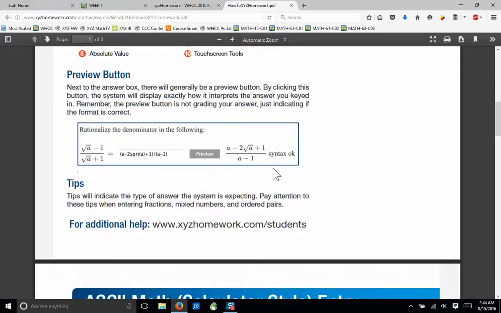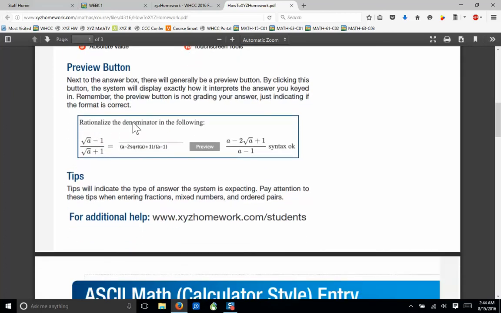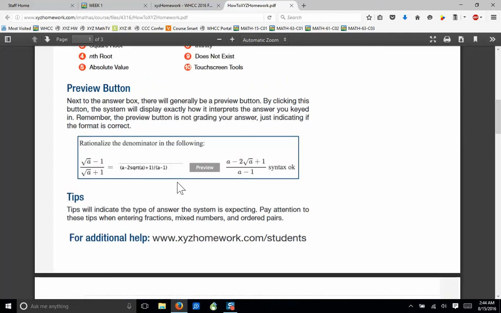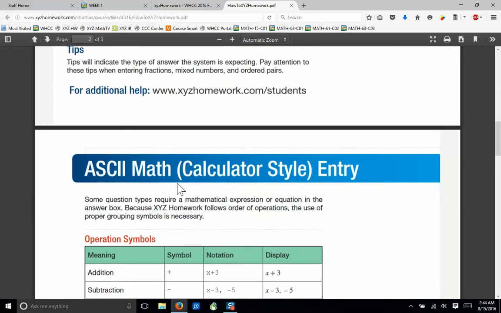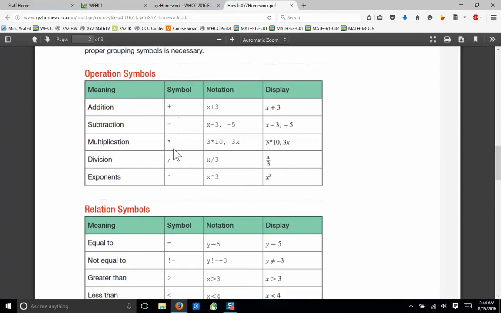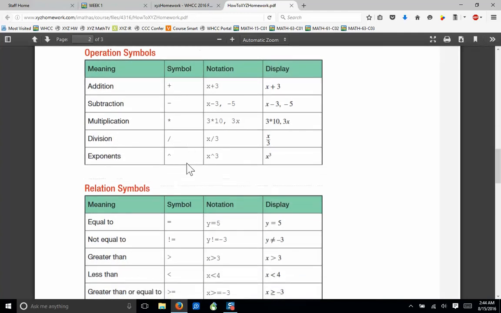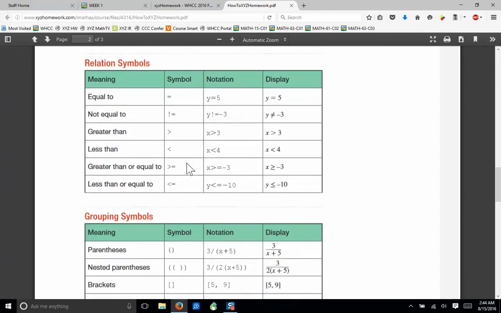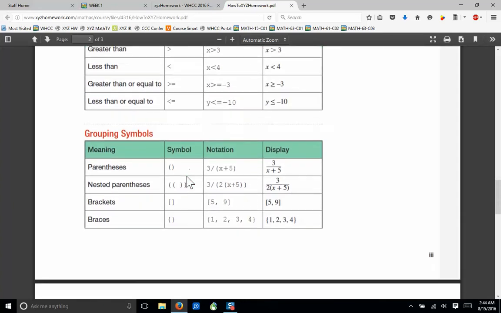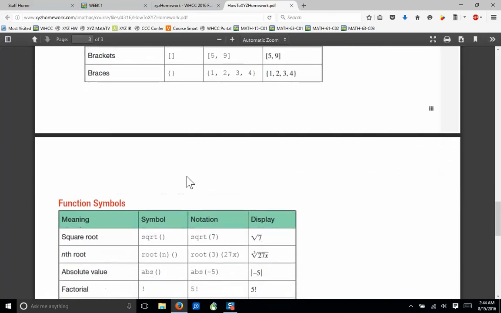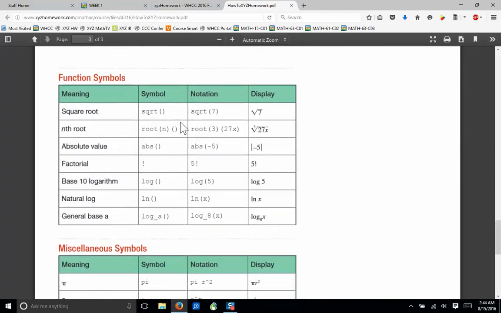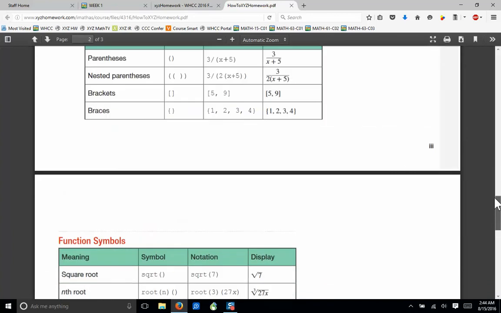If you don't want to learn a math language, like if it's a rationalize the denominator, which we will do later on in the course, you don't need to know that SQRT really means square root. You want to be able to just plug it in like you normally would write it on a sheet of paper. There's your math symbols and operations. And if you do want to write it out real quickly, there are other symbols here that just tell you what it is.